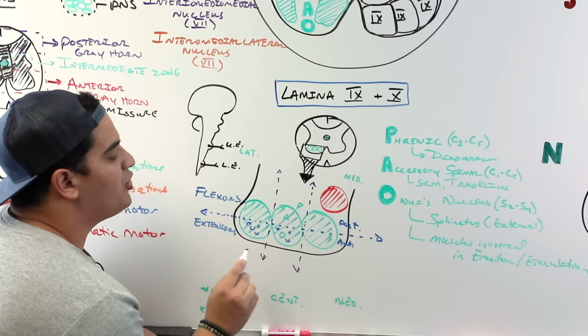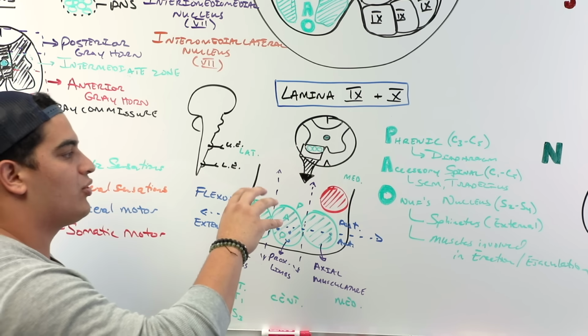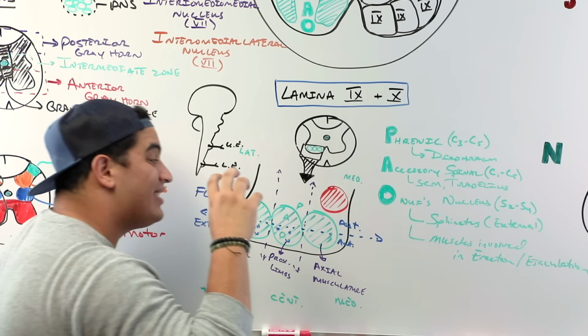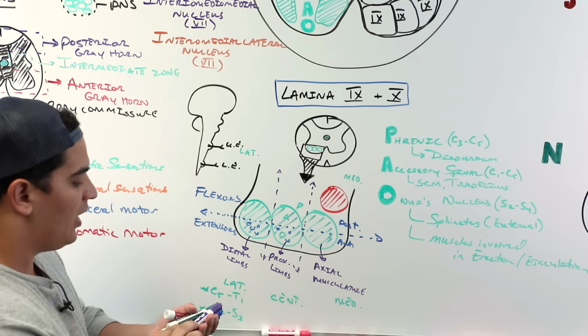And then this medial nuclear group, guess what it supplies? Your axial musculature, so your trunk and your neck, right? So this is going to supply your axial musculature. All right, beautiful. That explains our somatotopic arrangement. That describes the nuclei. That describes their basic function. Now, one more thing here.